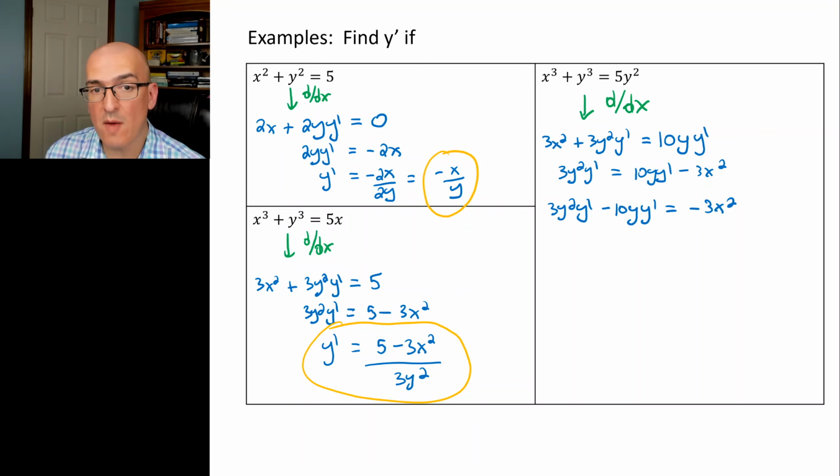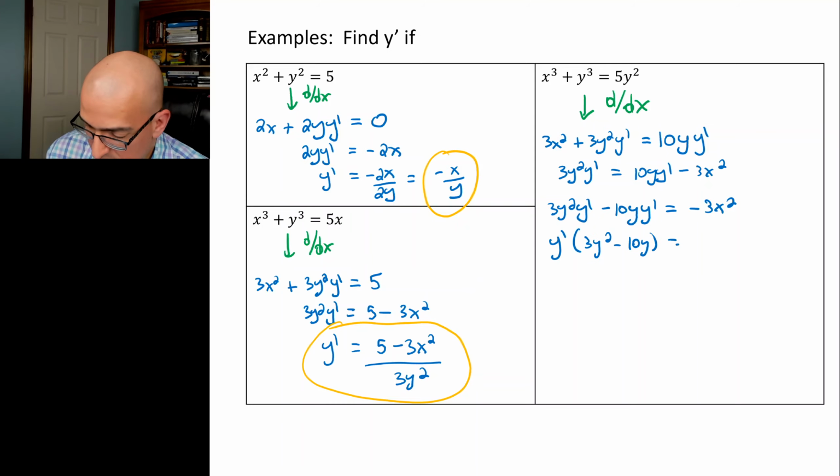Next step, I'm going to common factor the y prime from the left. So y prime times 3y squared minus 10y is equal to minus 3x squared.